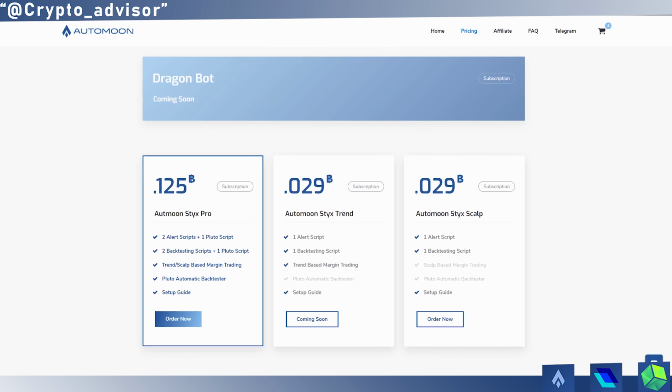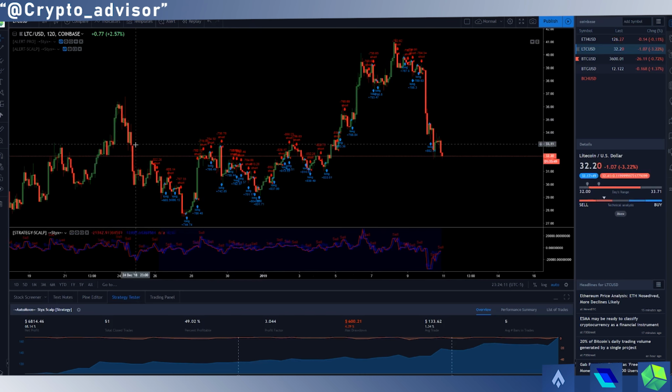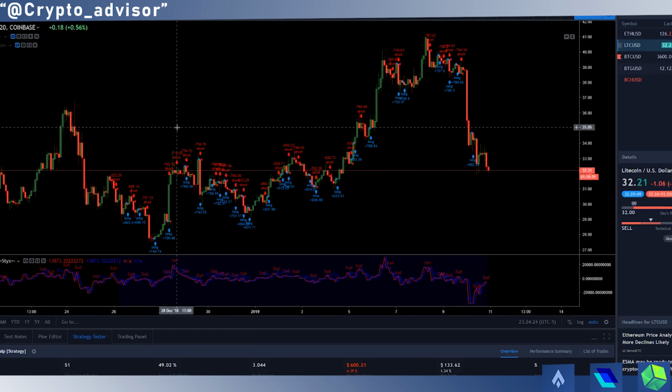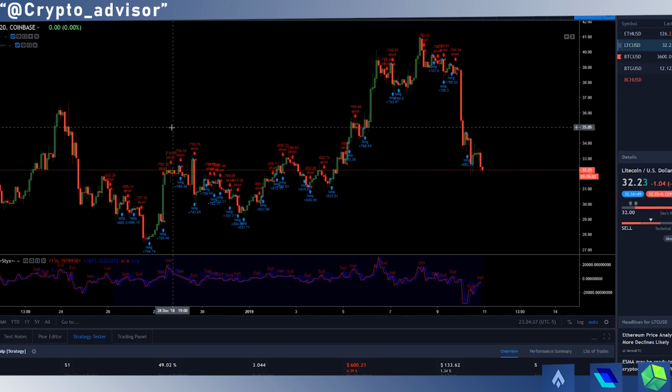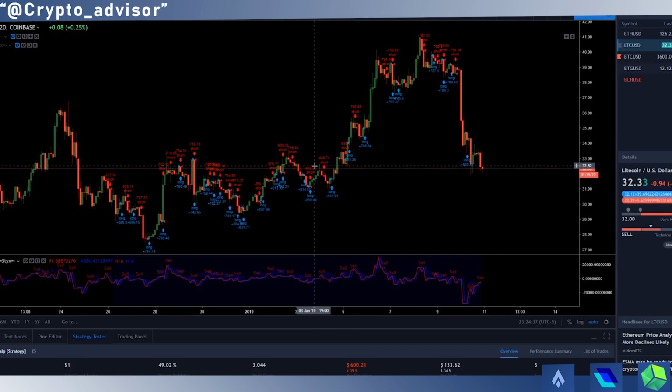However, let's get into the Sticks script first here, looking at Litecoin. If we look here at a 15-day backtest on Litecoin, this is only 15 days, you would have made 68% profit with this scalp script. One thing you should notice that's a little bit different from other scalping scripts is that this script actually looks at 2-hour candles, although it still maintains profitability while trading on high time frames. As you can see here, it is 68% profit in the last 15 days.